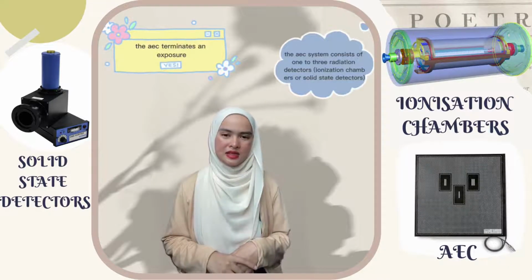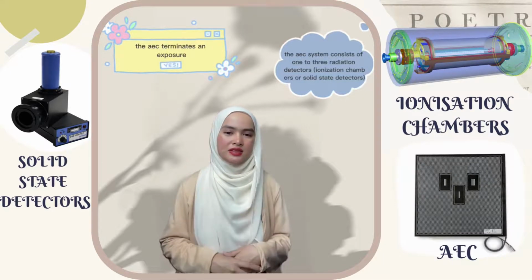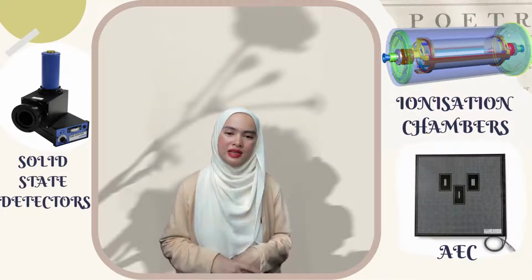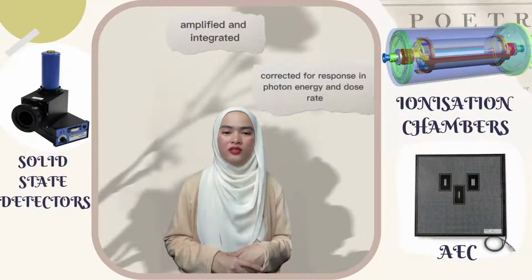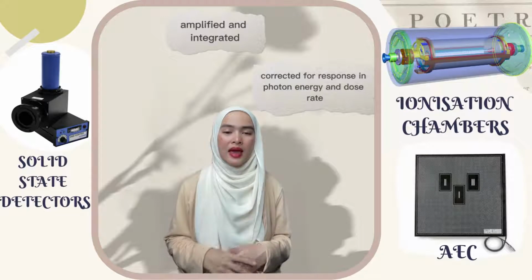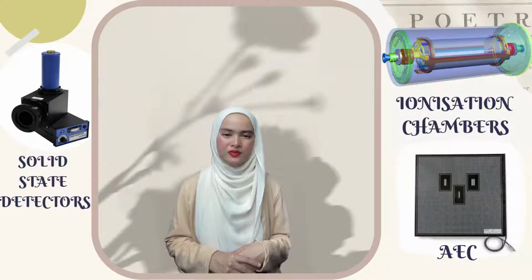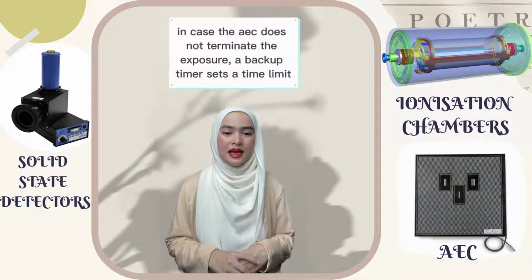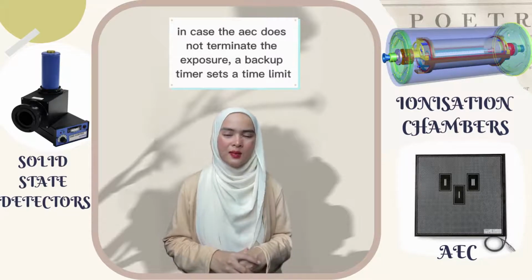The AEC system consists of 1 to 3 radiation detectors, ionization chambers or solid-state detectors. The signal from these detectors is amplified and integrated, corrected for response in photon energy and dose rate, and finally compared with the preset dose level. The exposure is terminated when the chosen level is attained. In case the AEC does not terminate the exposure, a backup timer sets a time limit.